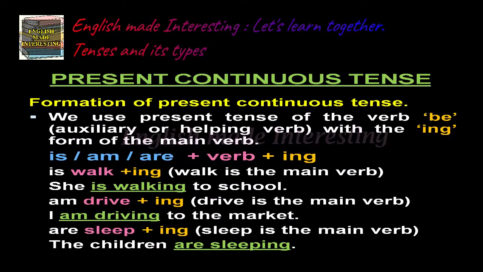Now we'll pass on to the present continuous tense. Formation of present continuous tense. We use present tense of the verb be, that is the auxiliary or helping verb with the ing form of the main verb. Is, am, are plus verb plus ing. Example, is walking. Walk is the main verb. She is walking to school. Is is a helping verb and main verb plus ing.